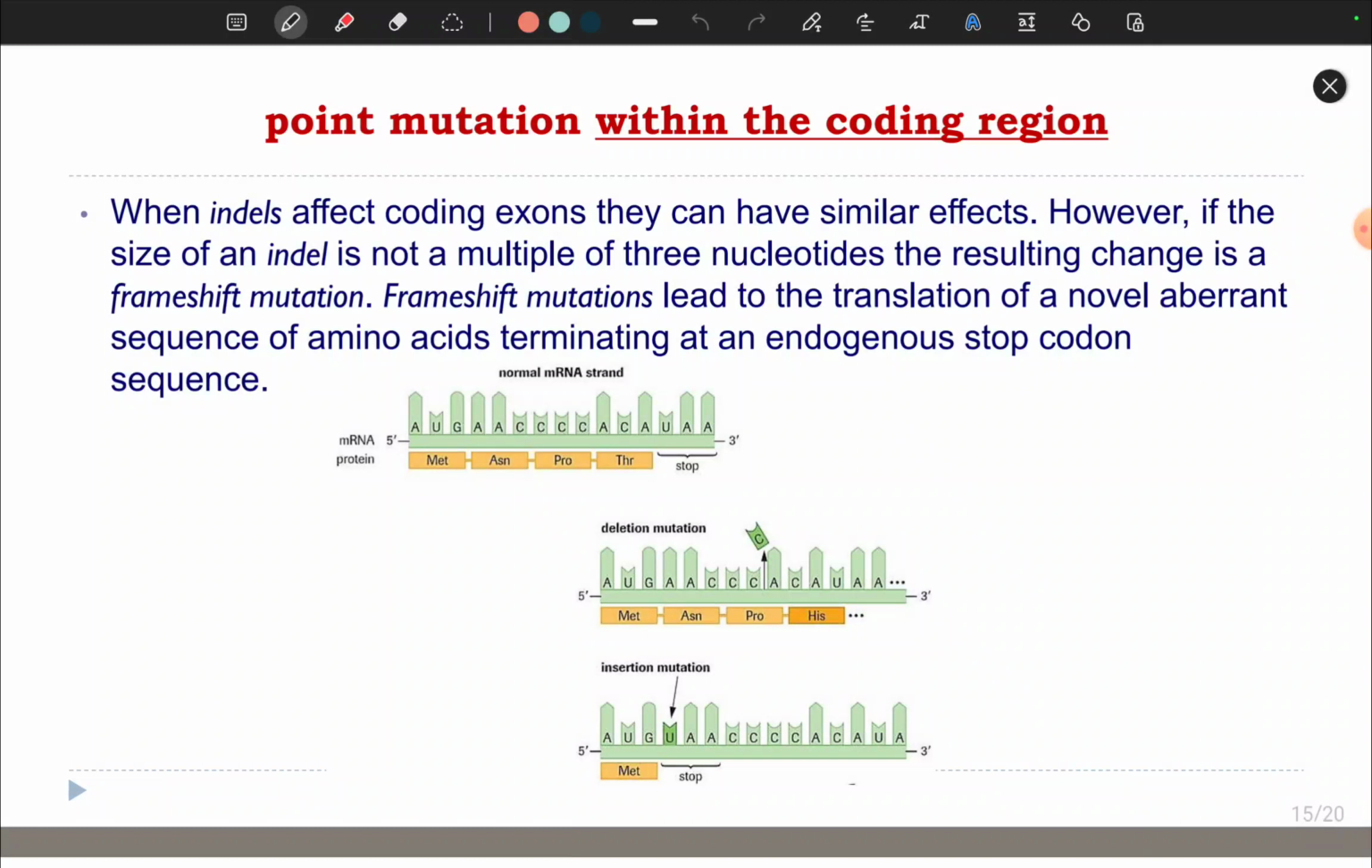Frame shift: the shift in the frame of the reading. Why is that? Because of an insertion or a deletion.